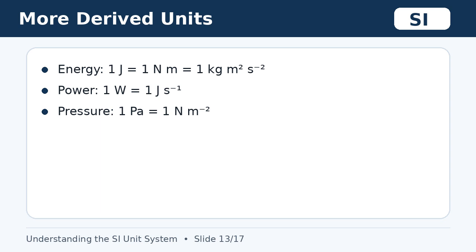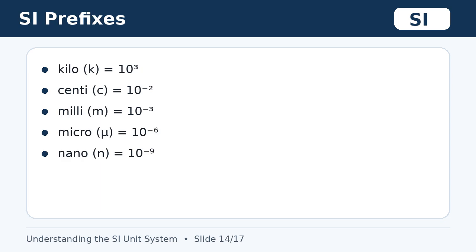Pressure is force divided by area. Its SI unit is the pascal. 1 pascal is equal to 1 Newton per square meter. Some quantities are extremely large, while others are extremely small. SI prefixes are used to represent powers of 10 and avoid writing many zeros.